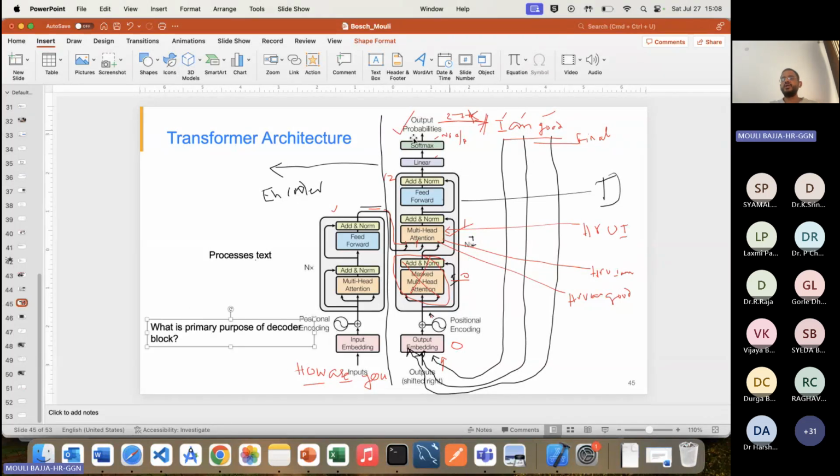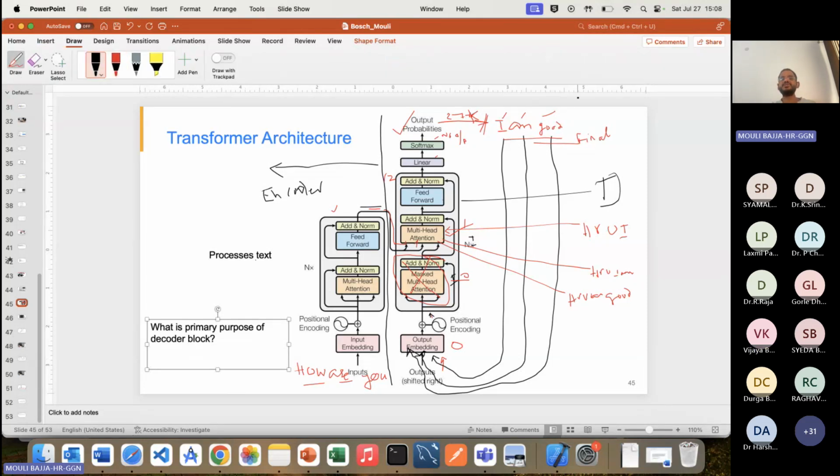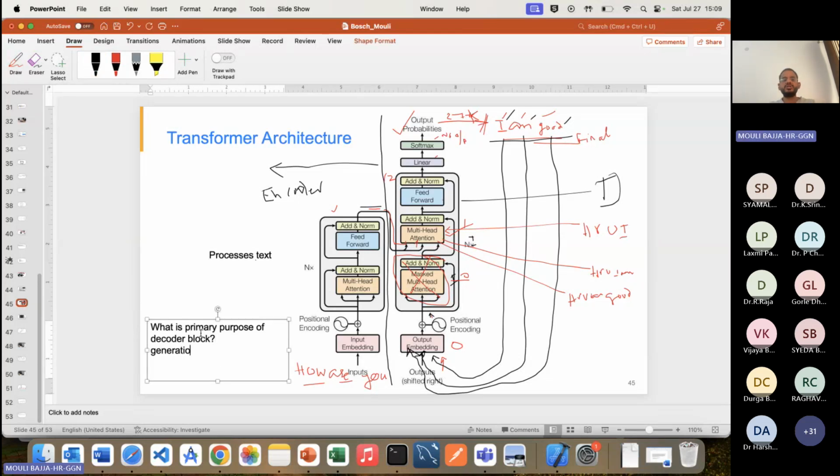What is it doing here, the decoder block? Encoder processes, decoder generates. Perfect. It is generating the output right here. For us, it is giving this output. So decoders are good at generating. So the decoder block is generation, and the encoder block is processing text.